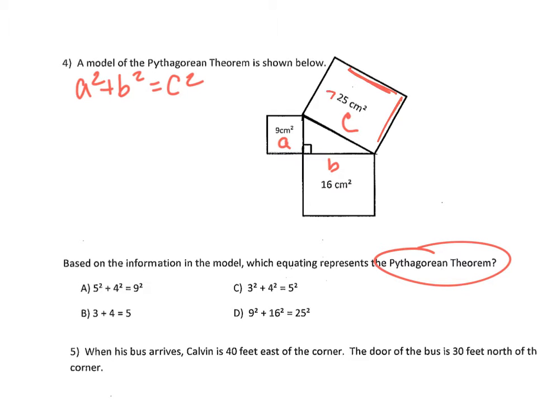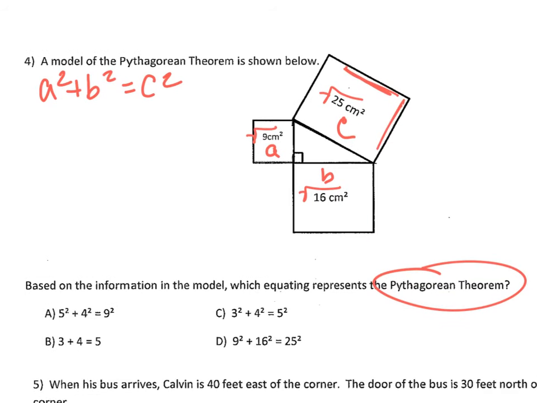So we need to find the square root of that. The square root of 9, the square root of 16. Because it doesn't give us the side lengths, it gives us the entire area. So we have to find the actual side lengths. So the square root of 25 should be 5. The square root of 16 would be 4. The square root of 9 would be 3. So it should be, since A is 3, 3 squared plus 4 squared equals 5 squared.